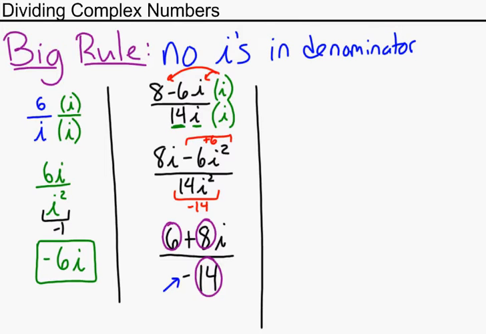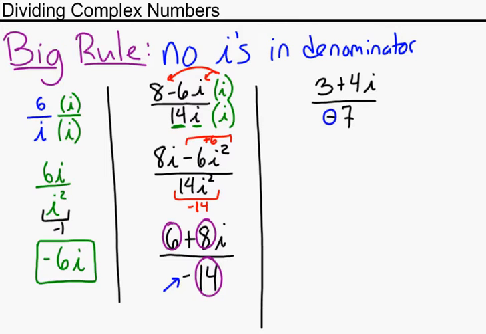So when I go to reduce, I see that they each are divisible by 2, which leaves me with 3 plus 4i all over -7, which is more simplified. But now I have to deal with this negative sign here.